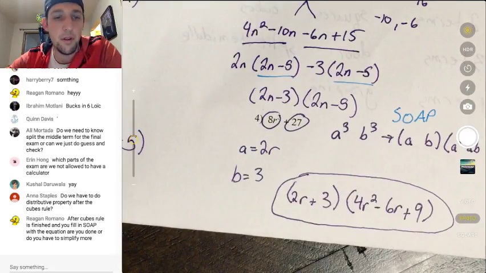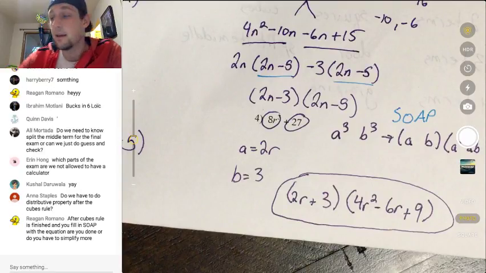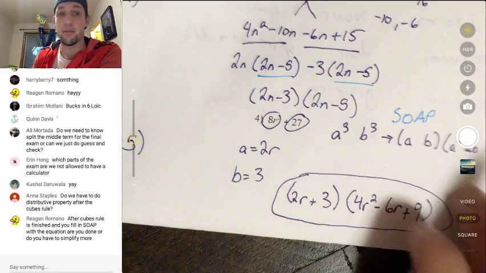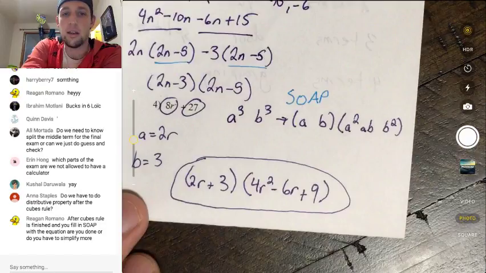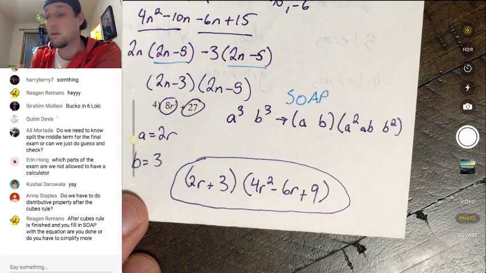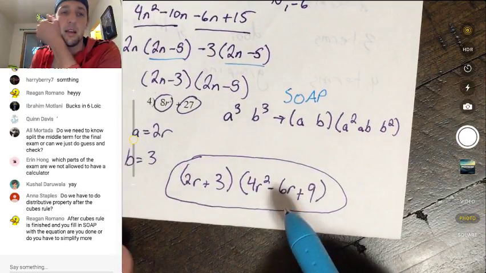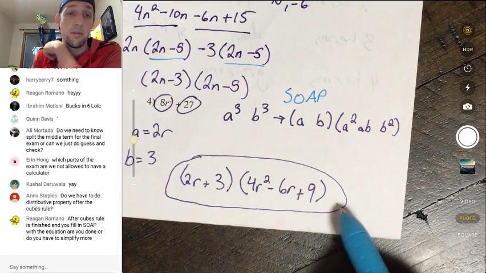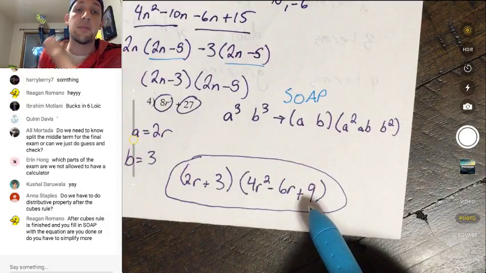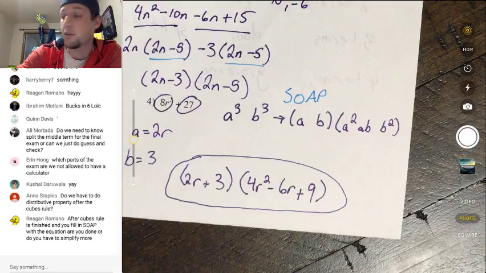Reagan asked, after the cubes rule is finished and you fill in SOAP with the equation, are you done or do you have to simplify more? That is a really good question. I get asked that one a lot. I'll leave it really simple since we're approaching exam time and I don't want to overload you. Unless you had a really strange problem, none of these will ever simplify. Unless you missed a GCF at the beginning, that could possibly be a problem. But really, that trinomial there looks like a splitting the middle term problem and will not simplify. That is something you do have to potentially watch out for in other problems, but it's not true here. So good questions, guys.